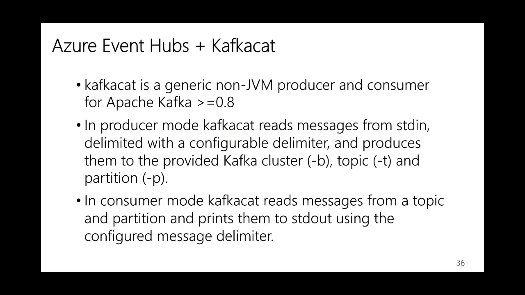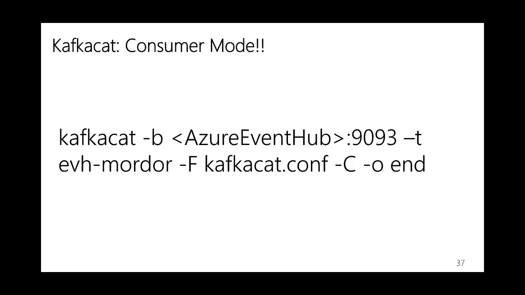When we talk about how to get data out of Azure Event Hubs, as I mentioned before, you can use tools such as Kafka Cat. You can probably use some Python scripts, but I like the flexibility of having a tool that is also used in production to troubleshoot this type of technology. So once again, producer, consumer mode, it's a simple concept. You can send data and you can retrieve data as well.